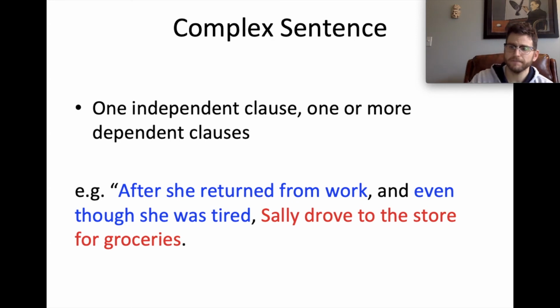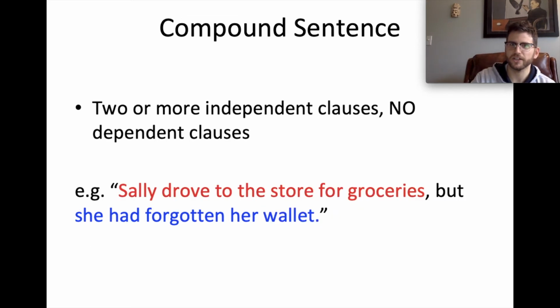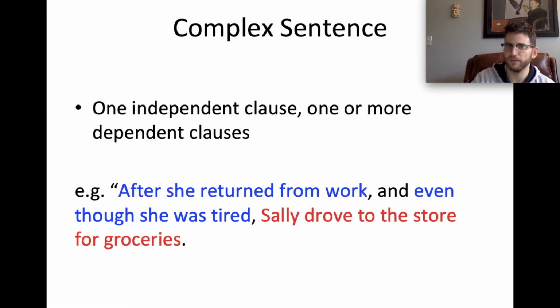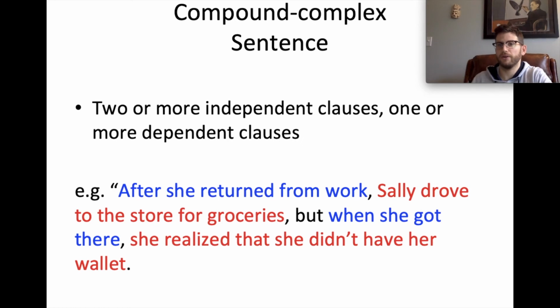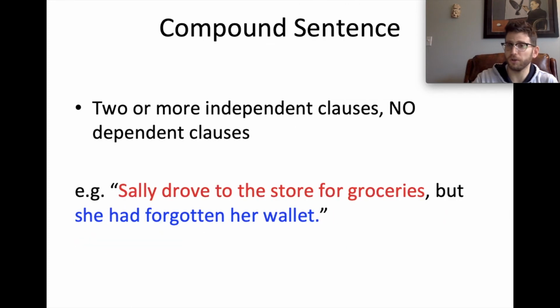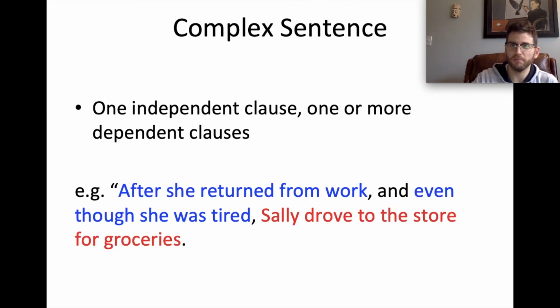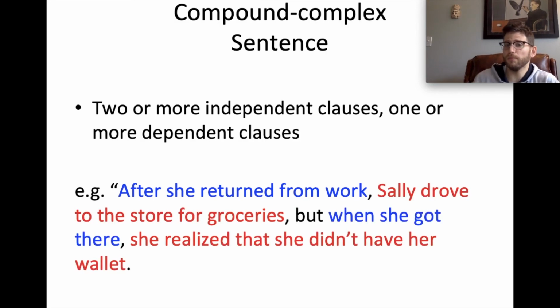Lastly, as I said at the beginning of the video, is a combination of these, the compound complex. Well, we know what a compound is: two or more independent clauses. We know what a complex is: this. So the combination is two or more independent clauses and one or more dependent clauses.